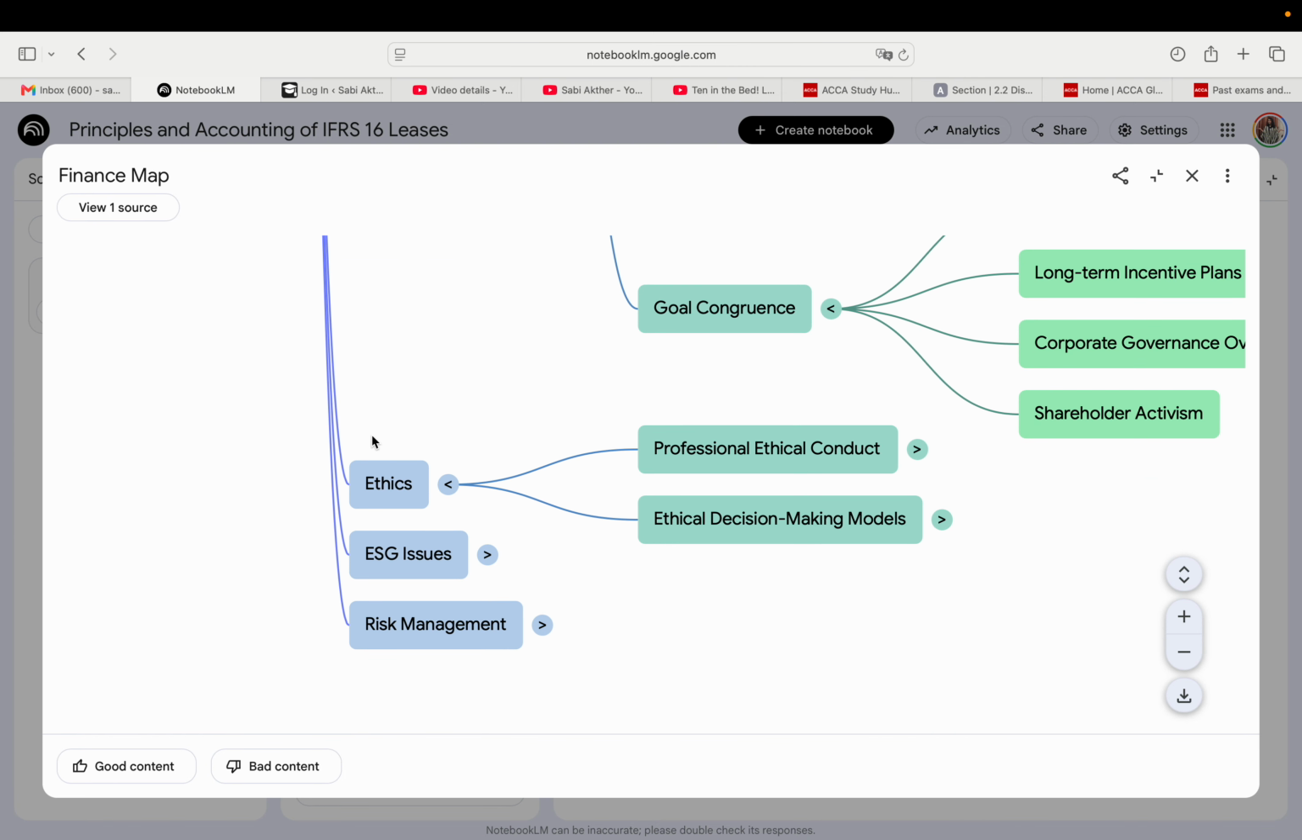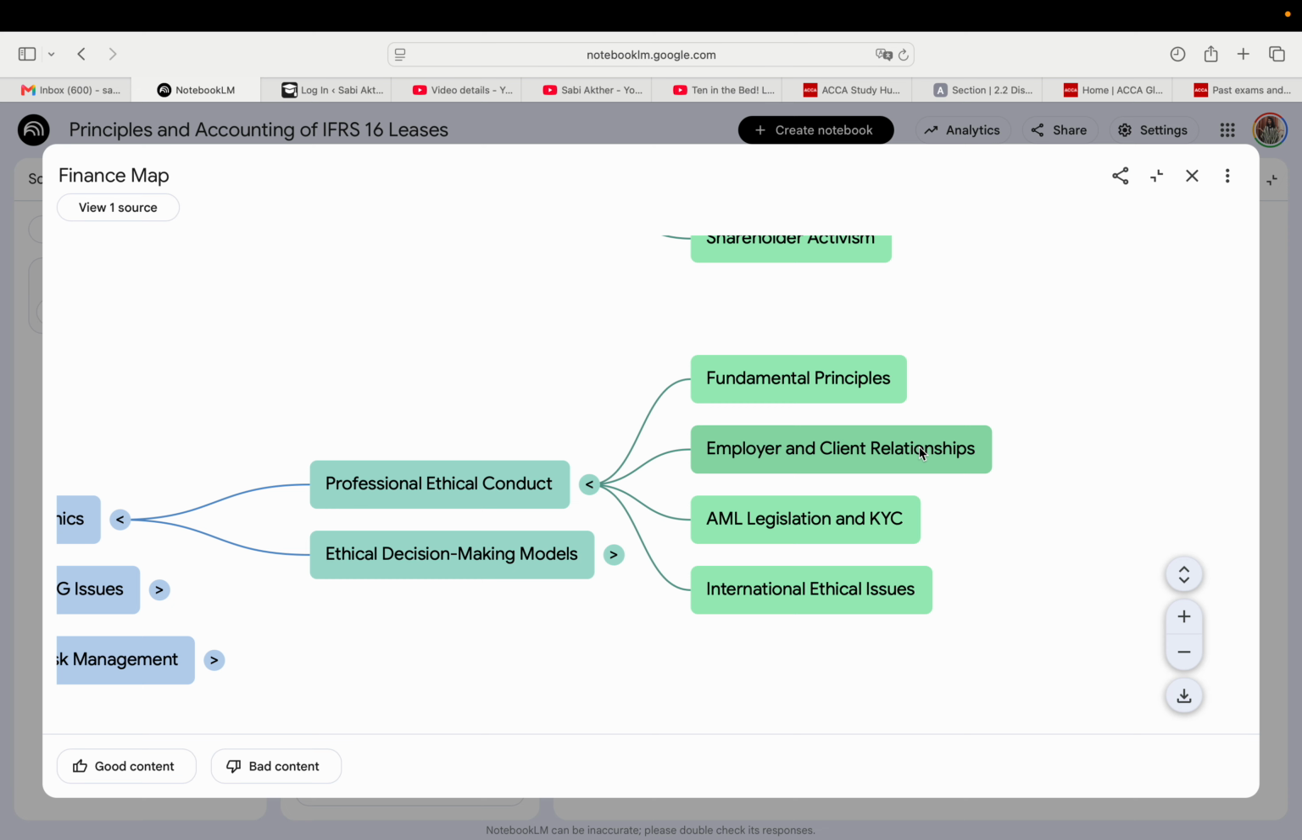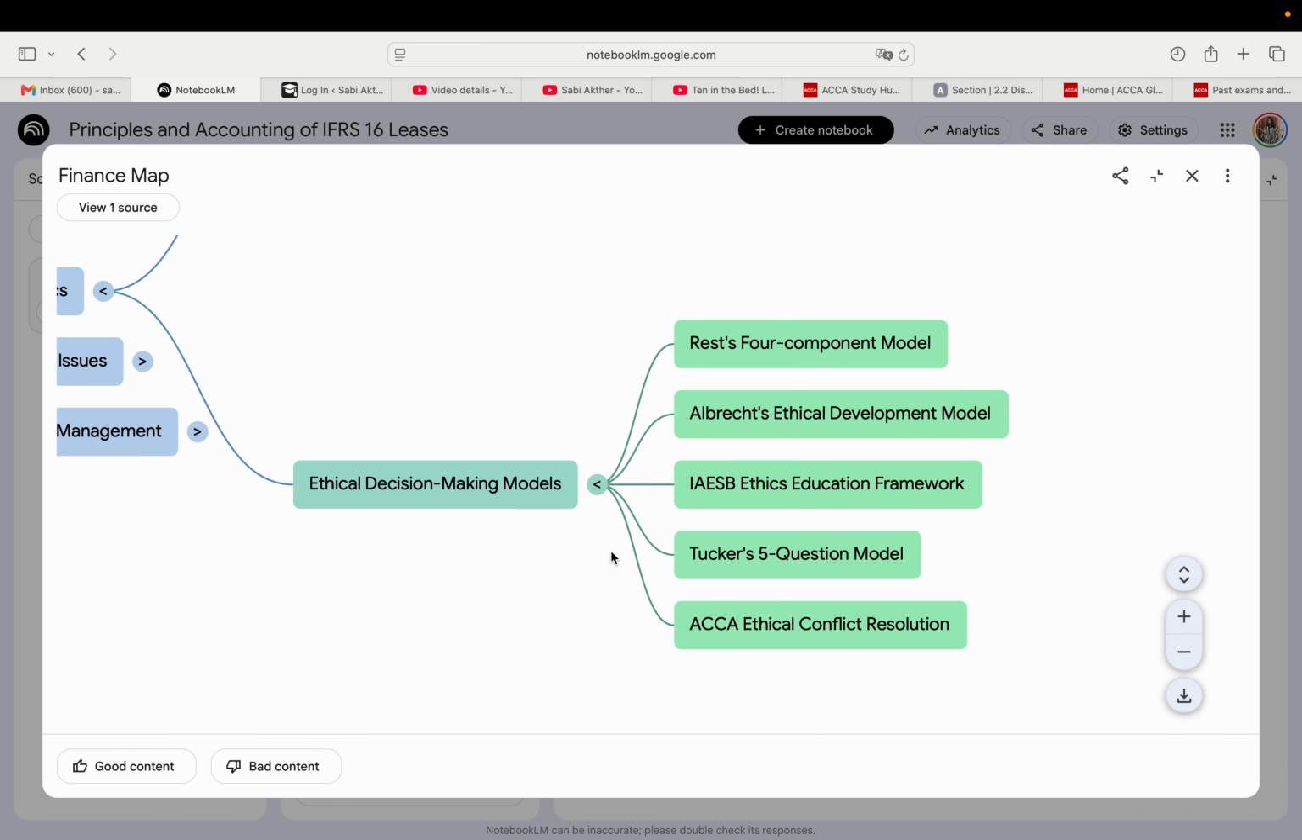Then ethics. So for ethics, one is professional ethical conduct, the other one is your decision making model. There are various decision making models that we'll go through. So your ethical conduct, you have to think of your fundamental principle, your employer and client relationship. Like for example, as a professional accountant, as a professional finance manager, you need to know your duties towards your employer and your client. Then AML, that is anti-money laundering legislation, and KYC, know your customer, and international ethical issues will be covered under this.